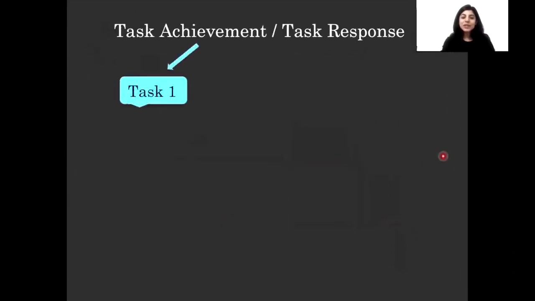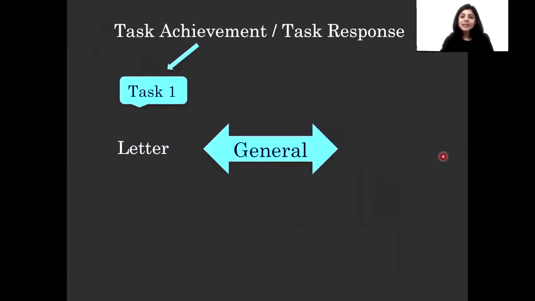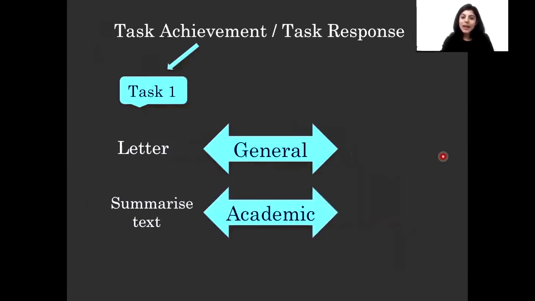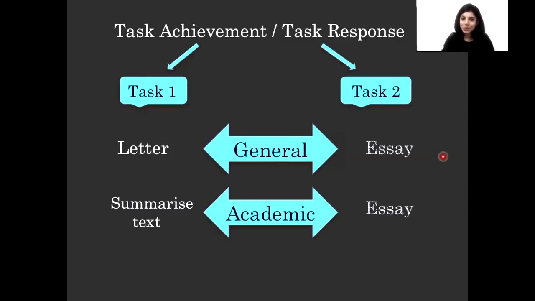Task achievement is for task 1, which has a letter in the general test and summarized text in the academic test. Task response, on the other hand, is for task 2, which has an essay in both general and academic tests. Now we'll have a look at how task achievement and task response are marked on a letter, summarized text, and essay.